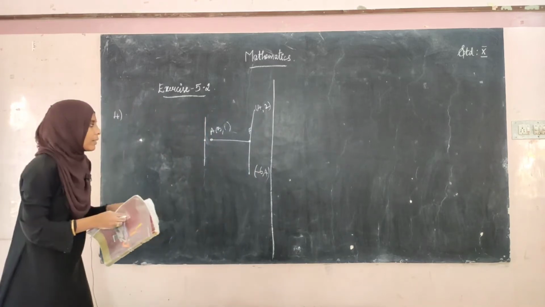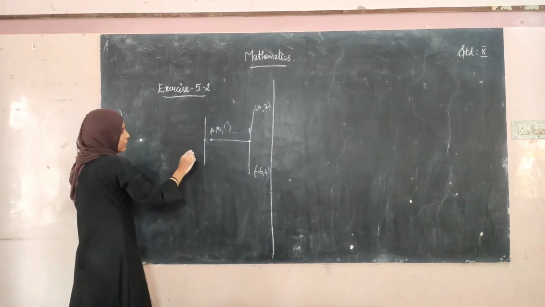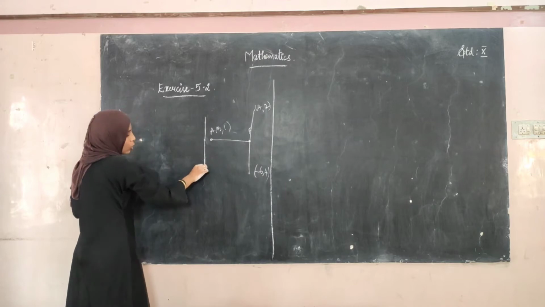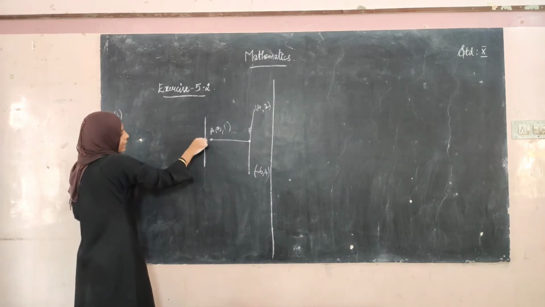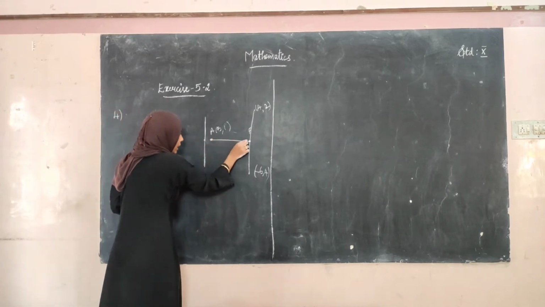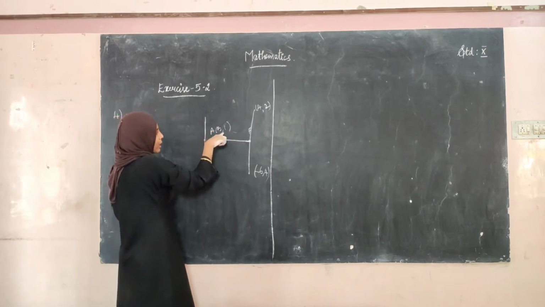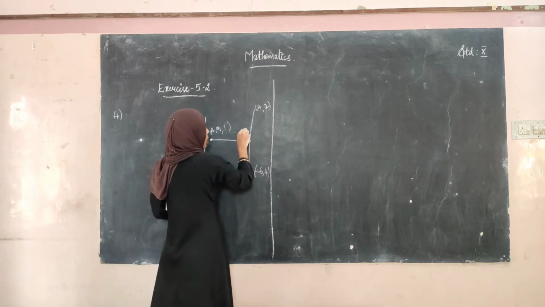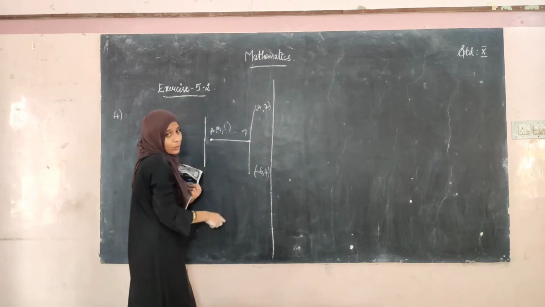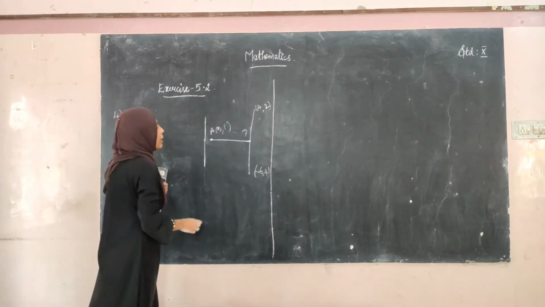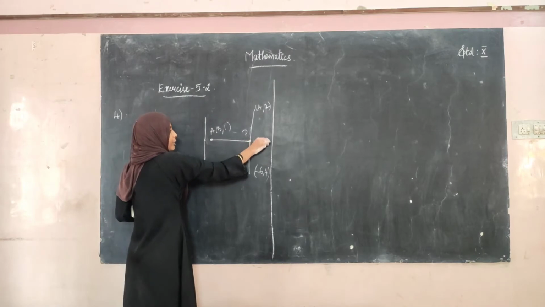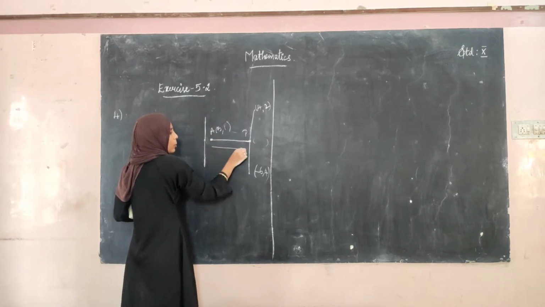So what they have given, the question is we have to find the slope of this perpendicular line. But this line is perpendicular to a line whose points are A and P. They have given the point A as 5, 1. P is the midpoint of these two points. So first we have to find the midpoint. After finding this point, we have to find the slope of this line.